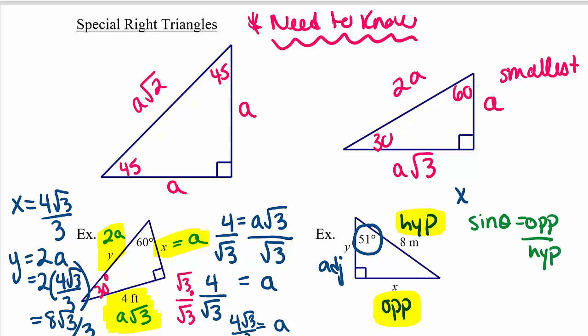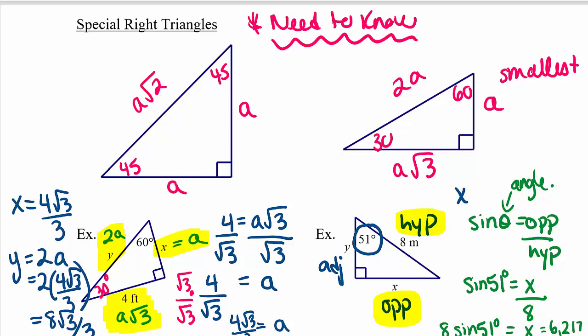So let's plug in all the values that we know. Theta is our angle, and the angle in the question is 51. So sine 51 degrees is equal to opposite, which is our variable x, over the hypotenuse, which is 8. I'm going to cross multiply to get x by itself. So we get 8 sine 51 degrees. You go to your calculator, put this into your calculator, and you get 6.217.